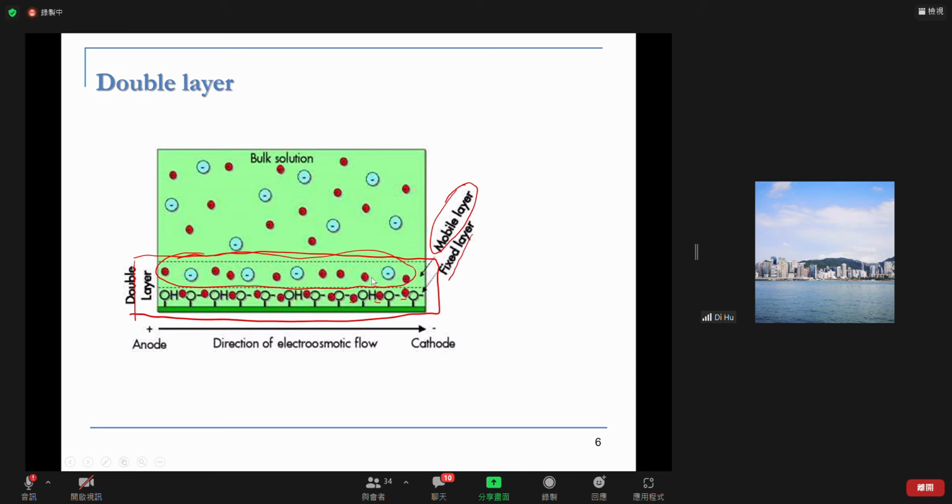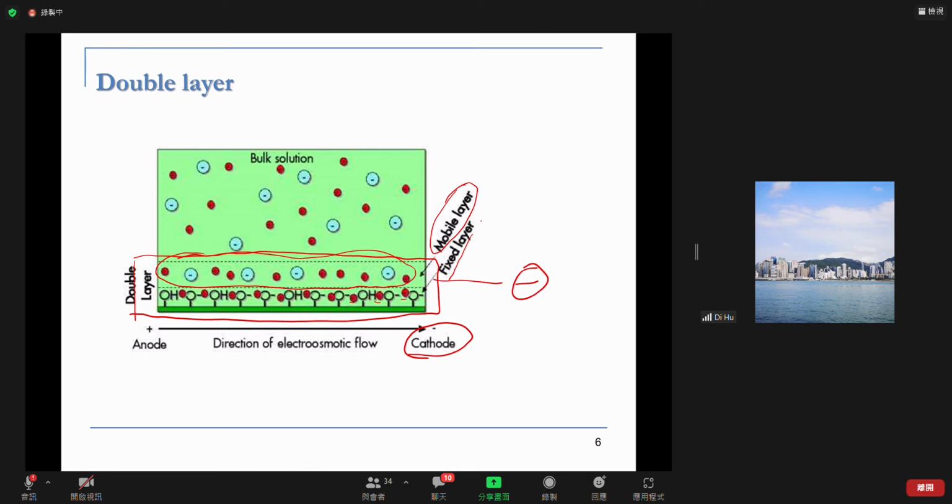Okay, understand? Some of them are firmly attached to the first fixed layer, and some are loosely bound. The total amount equals all these negative charges. So this mobile layer has a positive net charge, and it will be attracted to the cathode. The whole layer moves to the cathode because of the cations, and all these cations are solvated.